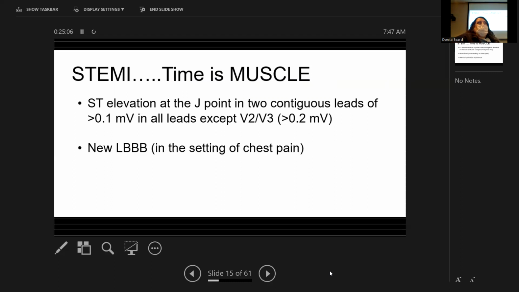Left bundle branch block is always the bane of our existence because you never know, is it new, is it old? In the right setting, if somebody comes in with chest pain and they have a left bundle branch block, you usually take that as a STEMI equivalent. If somebody comes in for weakness and they have a left bundle and you don't know how old, you have to tease out what you clinically think. But for the most part, chest pain, a good story, and a new left bundle branch block is very concerning for LAD infarction. And then you always need reciprocal changes to truly classify it as ST elevation myocardial infarction.